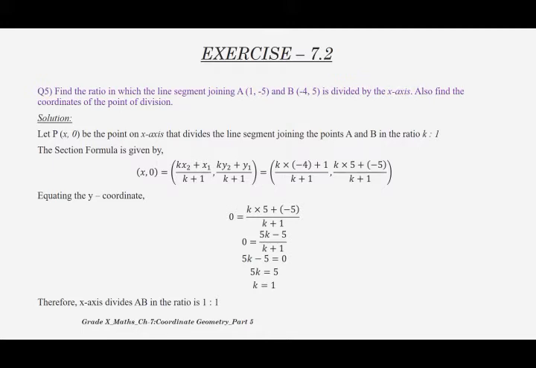So we have k:1 section formula, substituting x1, y1, x2, y2 for points A and B and equating the y coordinate, because it's a point on the x-axis, the y coordinate is 0, so we can solve for k. Solving, we find k equal to 1. So therefore, the x-axis divides AB in the ratio 1:1.